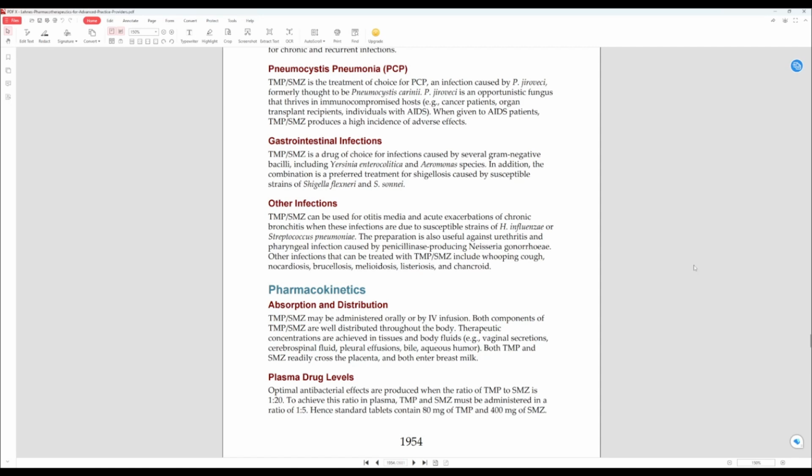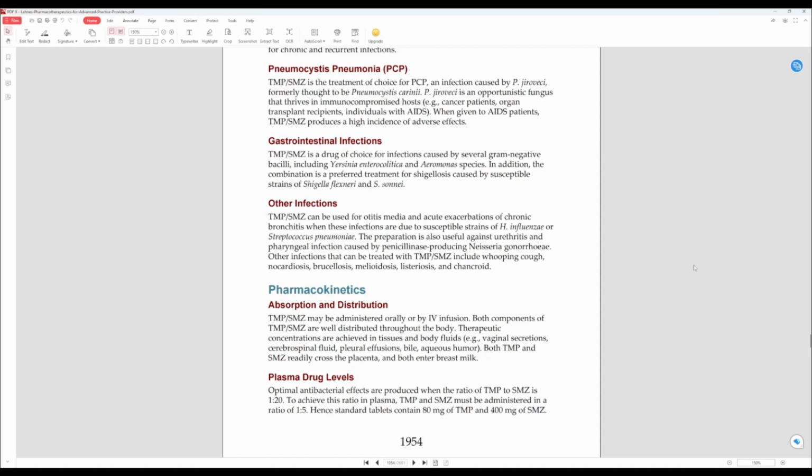Gastrointestinal infections. TMP-SMZ is a drug of choice for infections caused by several gram-negative bacilli, including Yersinia enterocolitica and Aeromonas species. In addition, the combination is a preferred treatment for shigellosis caused by susceptible strains of Shigella flexneri and S. sonnei.